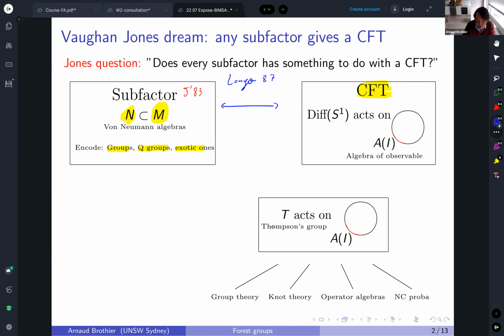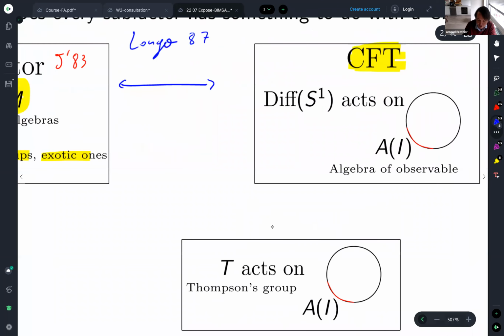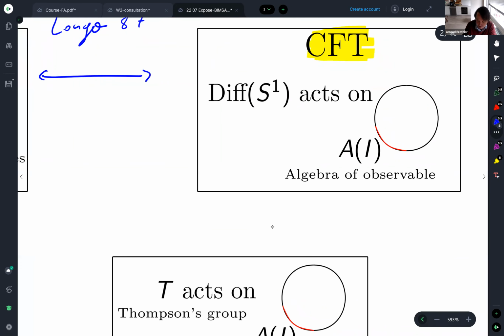By CFT, I mean my space-time is very small. It's just the circle, you see. This is a circle, and to any region, maybe this one, let's say, you can associate an algebra of observables. In fact, this algebra is also a von Neumann algebra, like on the left-hand side.